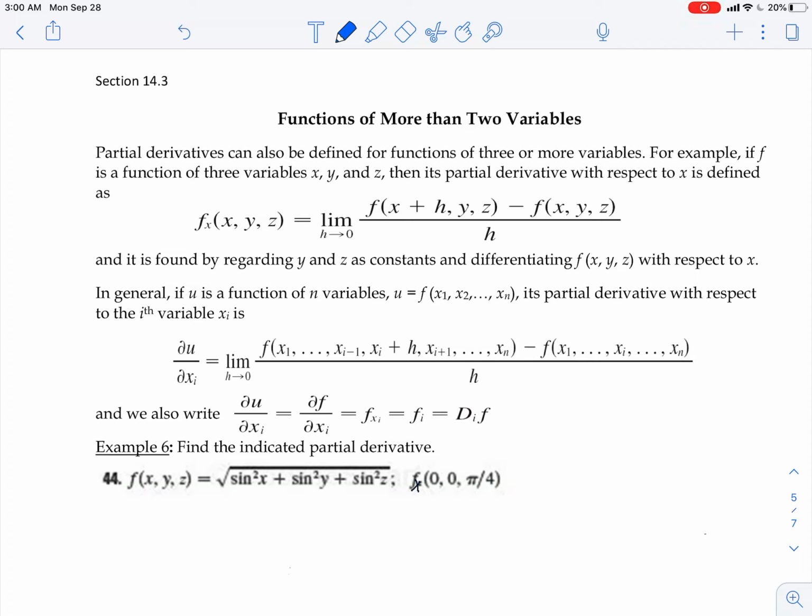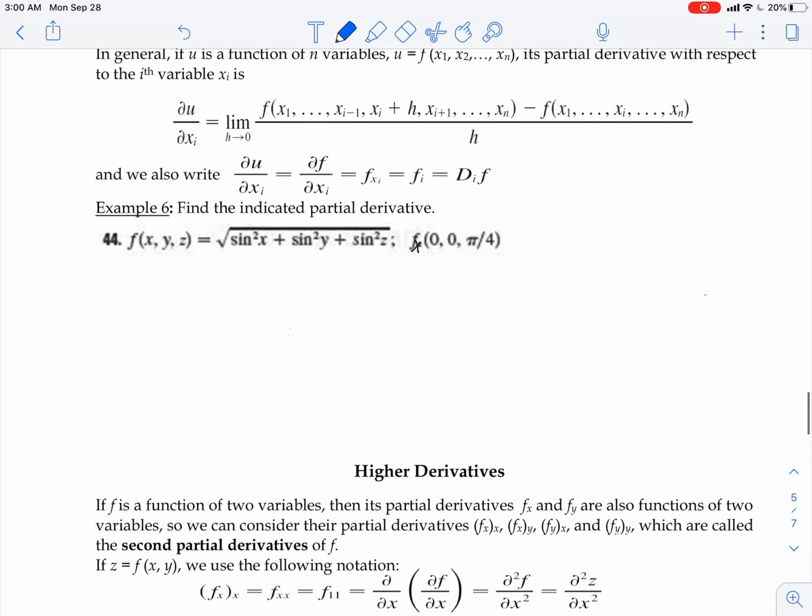So the same rules are going to apply for partial derivatives with three independent variables. If we're taking the partial derivative with respect to one of those, like x, then the y and z variables are just going to be treated as constants. It's not really different, you just have an extra variable to deal with. So now, example 6, we have three independent variables for this function, x, y, and z, and we want to take the derivative here.